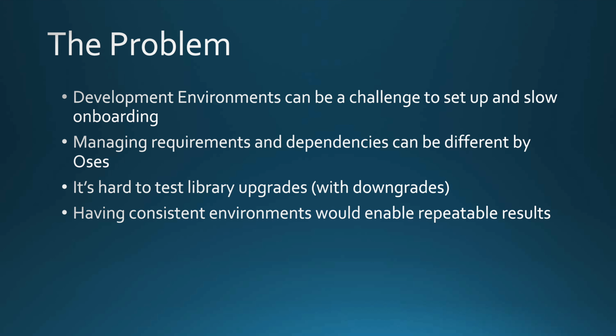It's really hard to test library upgrades if you want to move to, say, a new version of Ruby or a new version of .NET, but then downgrade afterwards. It can be complicated to go forward and backwards. Usually easy to upgrade, pretty hard to downgrade. And then having consistent environments to enable repeatable results so that you know that every developer in your group is seeing and testing the same thing.